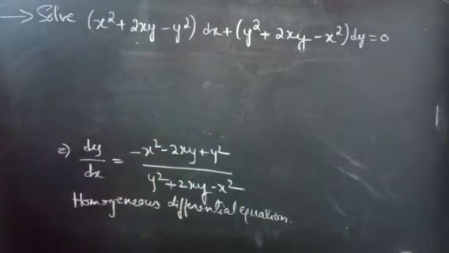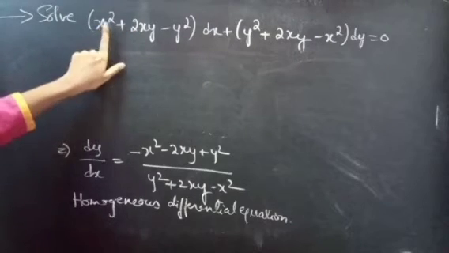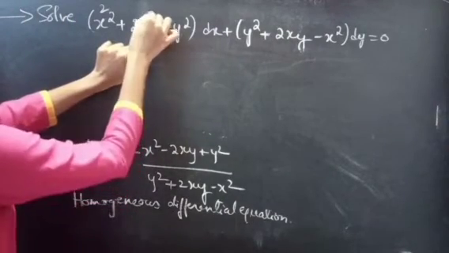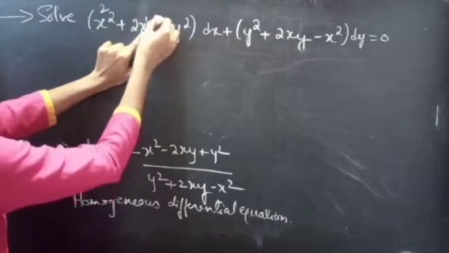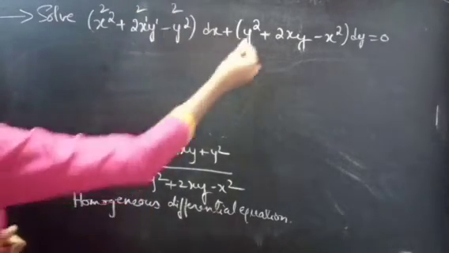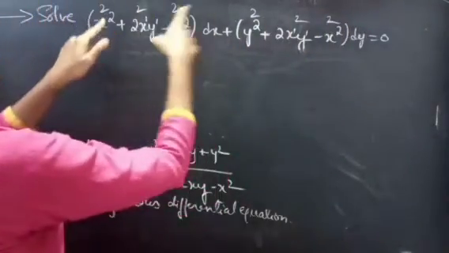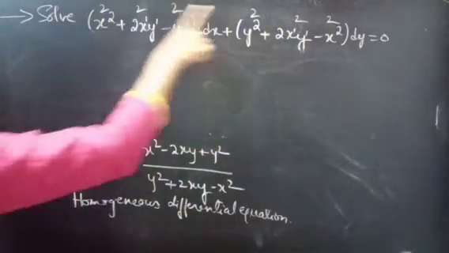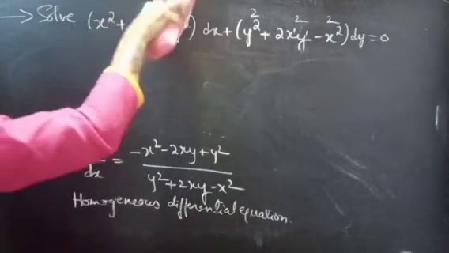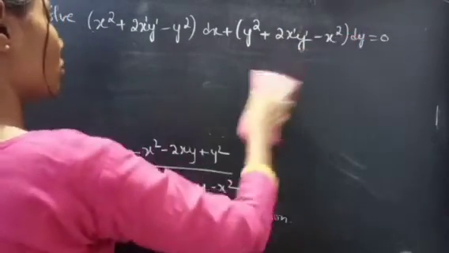Also, we can say the given equation is homogeneous by simply looking at the powers of the equation. In the first term, the power is 2. In the second term, you have x to the power 1 and y to the power 1; adding these two powers, 1 plus 1, gives 2. Here also 2, and here also 2. So the powers of each term are the same, and from this we can say that the given differential equation is homogeneous.